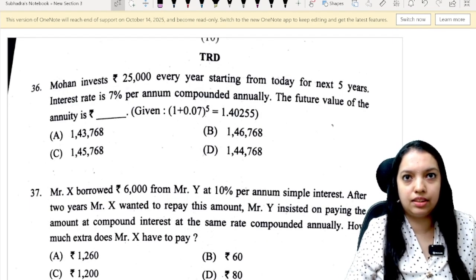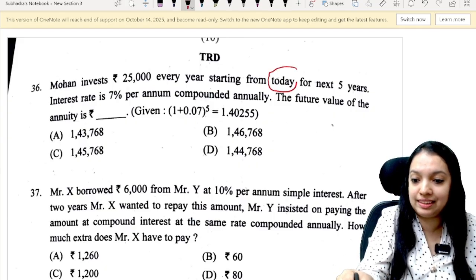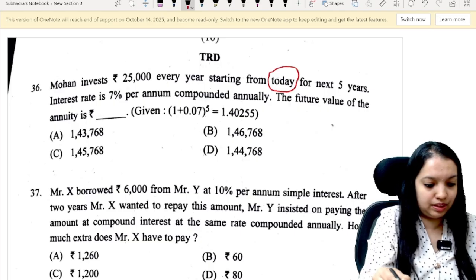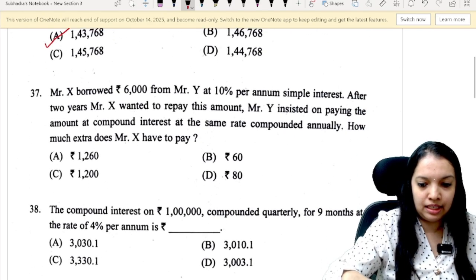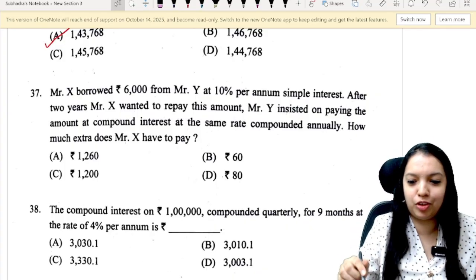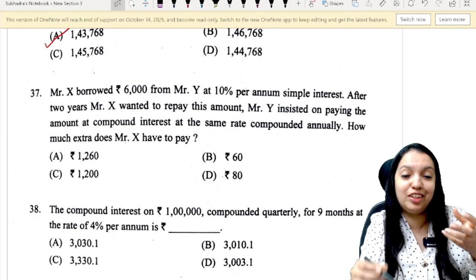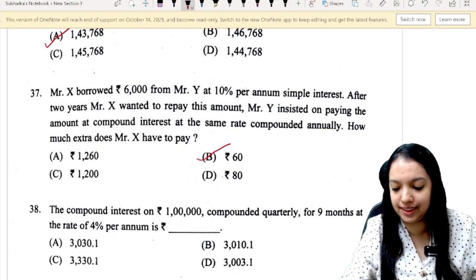Next answer is calculation of future value of annuity immediate, because it starts from today, and the answer for this question comes down to option A, 1,43,768. Next, a similar question of the question that we have already done in the class, how much extra you have to pay after making the comparison. Answer comes down to be 60.